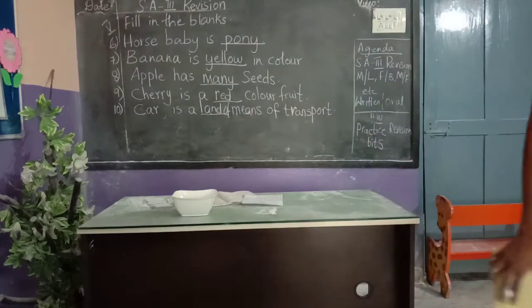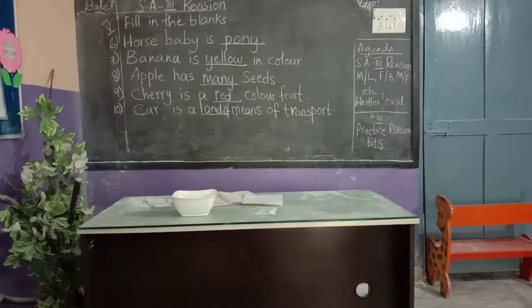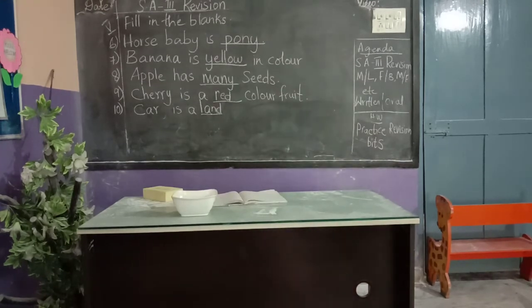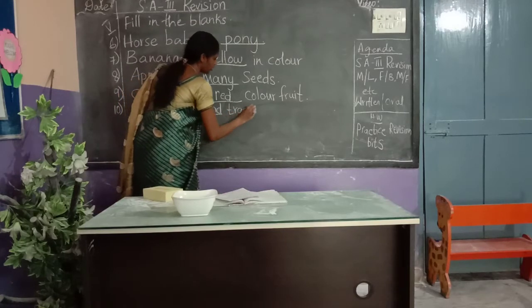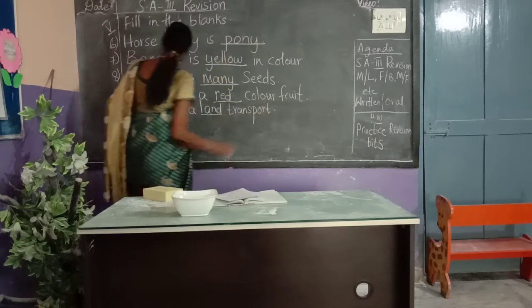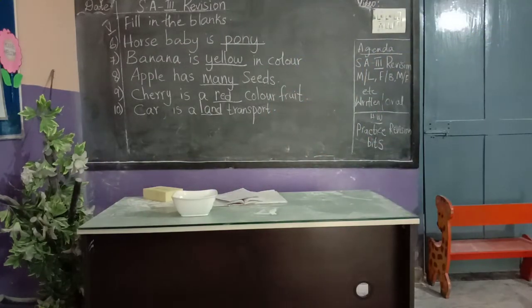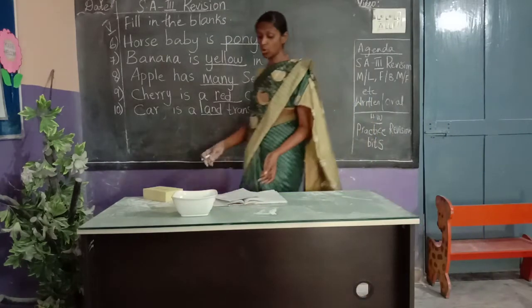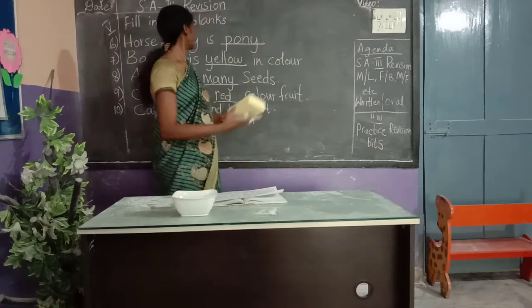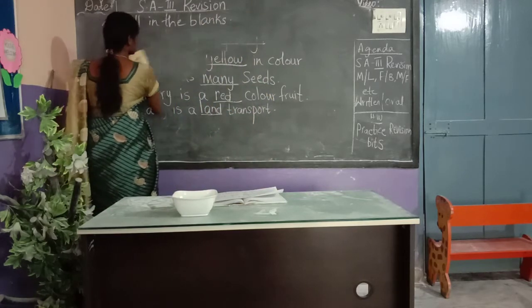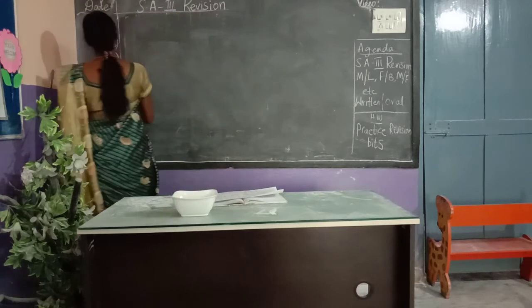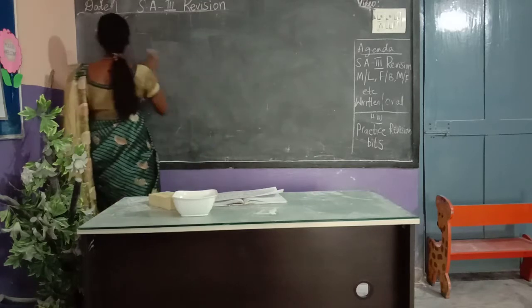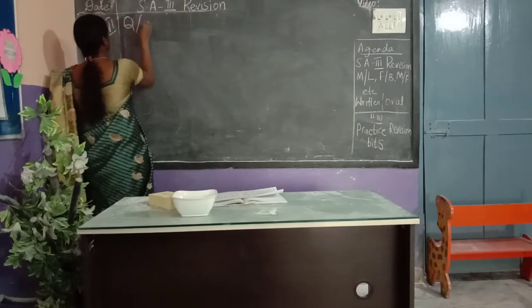Okay? Yes, children, just write down here: car is a land transport. You don't want a big sentence. Just write down car is a land transport. Is it clear? Yes, you have finished writing. Then we will move on to question and answers. Okay, the next bit is question and answers.